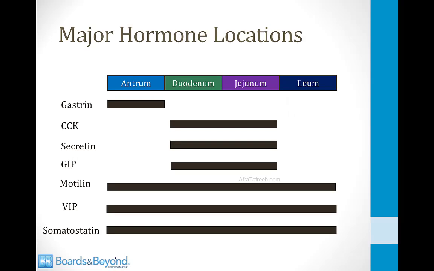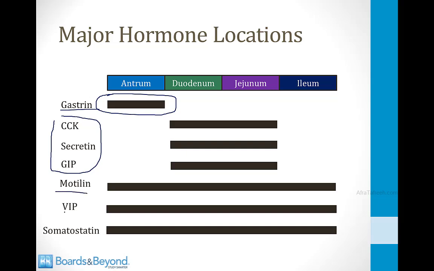On this slide, I've shown the major locations from which the different hormones we've been discussing are secreted in the GI tract. Now, different textbooks will have slight variations on the chart I've shown on this slide. That depends on which studies they are referencing, but what I've shown you here are the major locations from which these hormones come. So gastrin, for example, mostly comes from the antrum, although you can find small amounts in the small intestine. CCK, secretin, and GIP are largely duodenal and jejunal hormones.